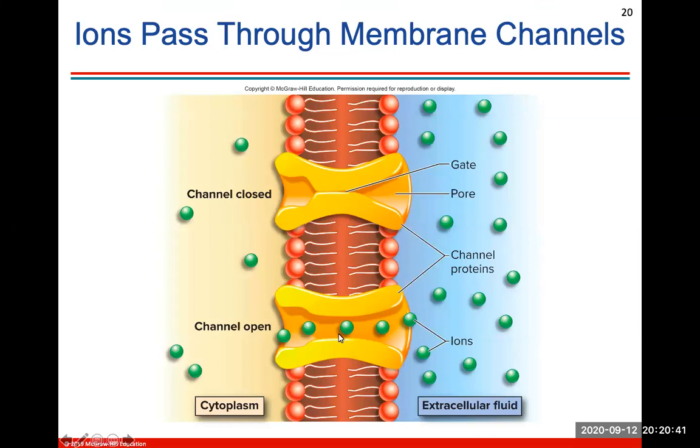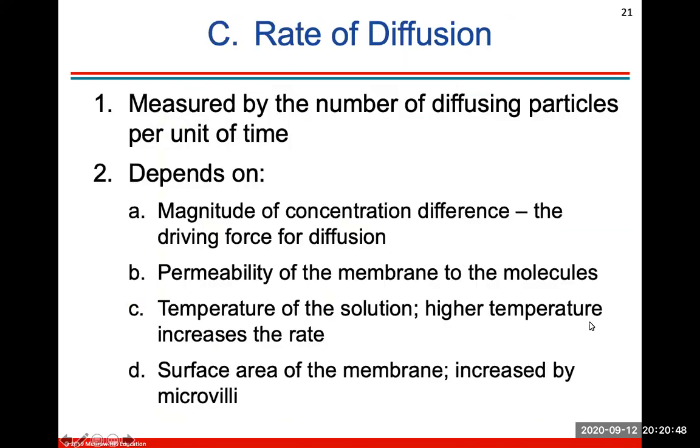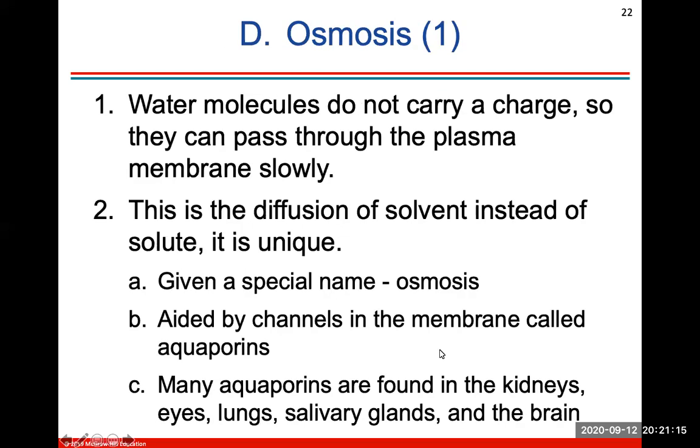And this is a look just at a channel helping ions to get through the cell membrane, and it will be open or closed. The rate of diffusion is measured by the number of diffusing particles, and we did cover this in lab. It depends on the magnitude of the concentration difference, the permeability of the membrane, so how well things can get through, and the temperature of the solution. A higher temperature increases the rate, and so does the surface area of the membrane. If there's increased surface area, usually due to little processes called microvilli, diffusion will also increase.